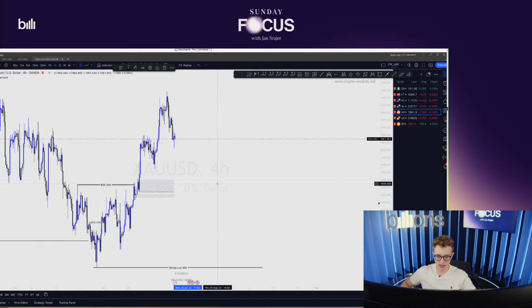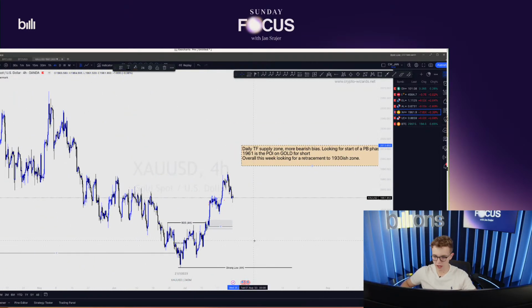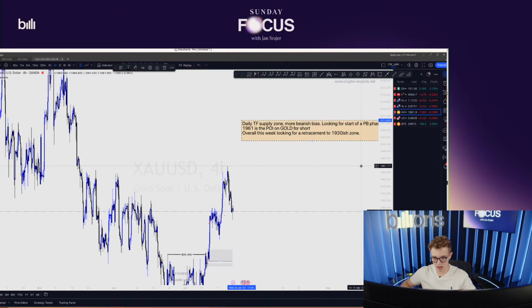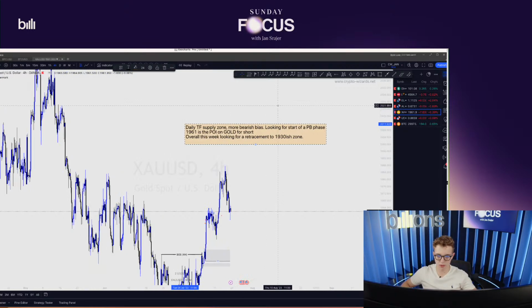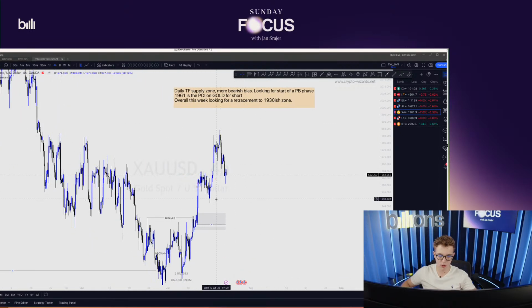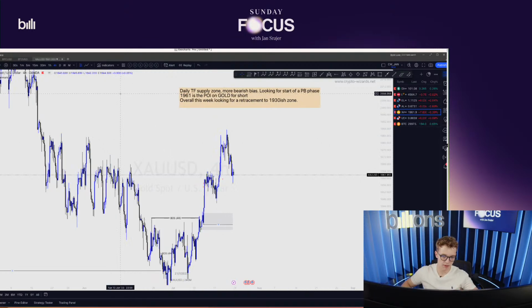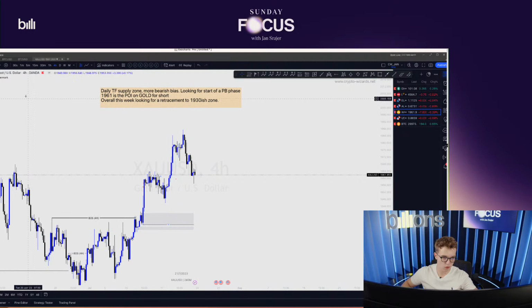Where I wasn't right last week, let's make it clear, was on the gold chart, because I was saying daily time frame supply zone, more bearish bias, looking for a start of a pullback phase. 1961 is the POI on gold for short. Overall this week, looking for a retracement to the 1930 zone, and we got a pretty impulsive move to the upside on gold. As I was saying, I'm not trading gold for now because gold is very choppy, it's not reacting to these levels correctly, and I just said that I lost a few trades in a row on gold, so I'm just giving myself a break.